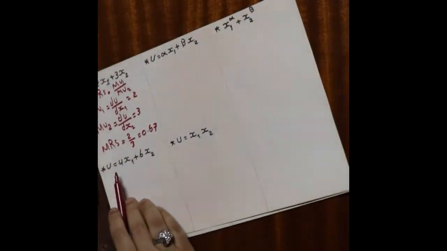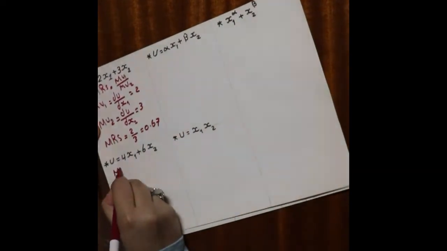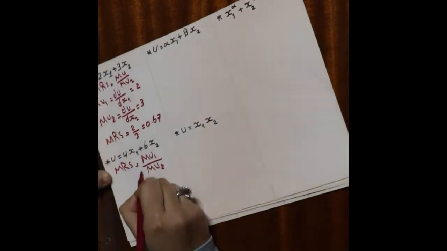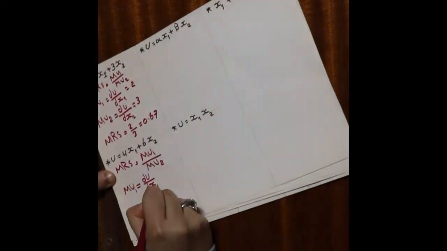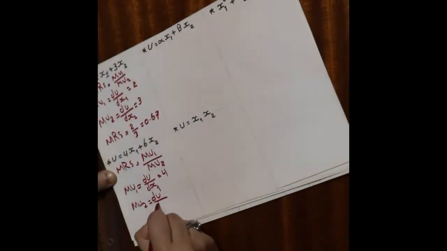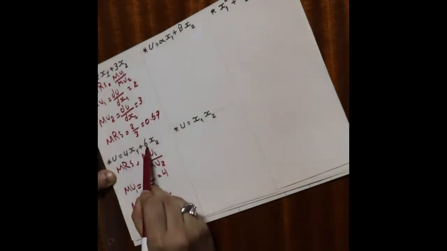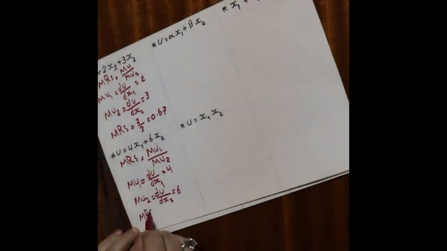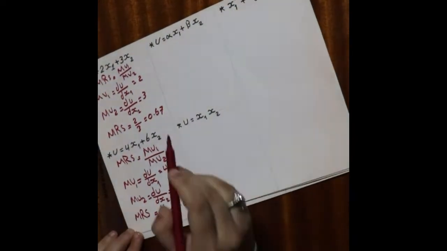Second one, U equal 4x1 plus 6x2. Marginal rate of substitution equal what? Equal MU1 over MU2. MU1 equal delta U over delta x1. First derivative of x1 here is equal 4. MU2 equal delta U over delta x2. The first derivative of x2 equal 6. Marginal rate of substitution will be equal 4 over 6 equal 0.67.